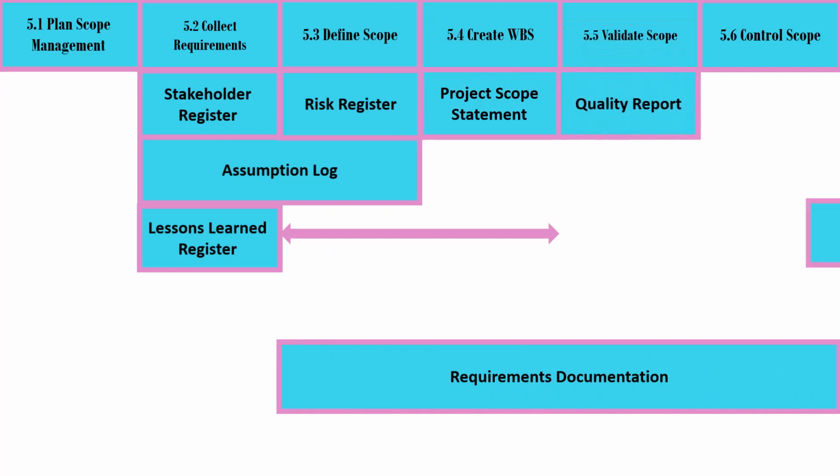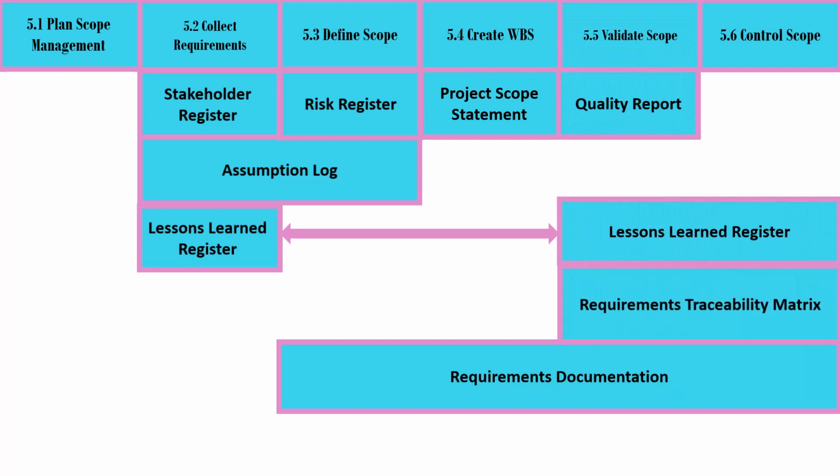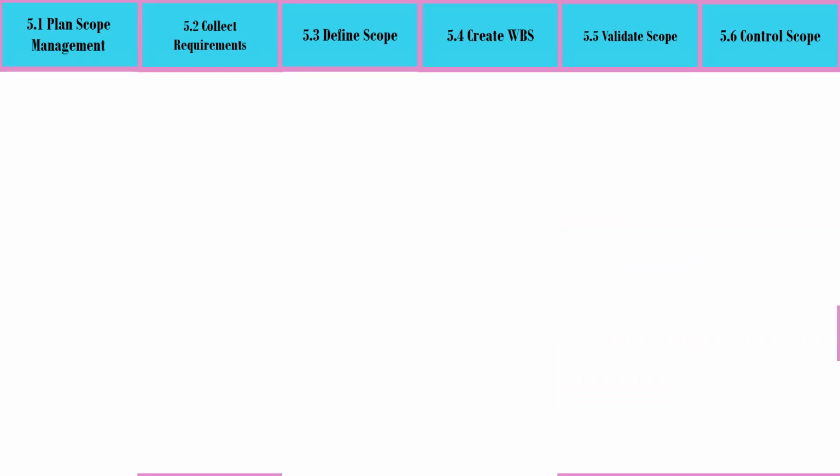Validate scope has quality report and both lessons learned register and requirements traceability matrix, which are shared with control scope. We mentioned in the first slide that project management plan is an input to all processes. Let us now take them one by one.